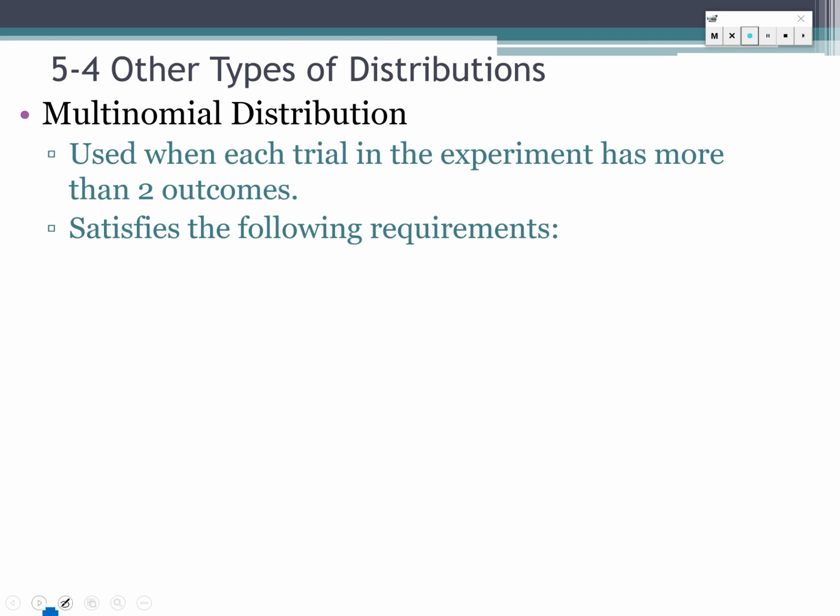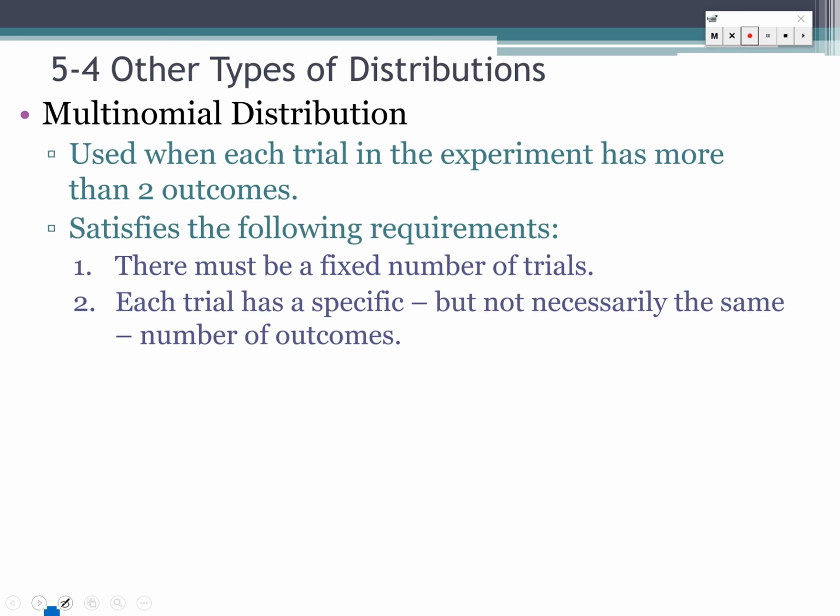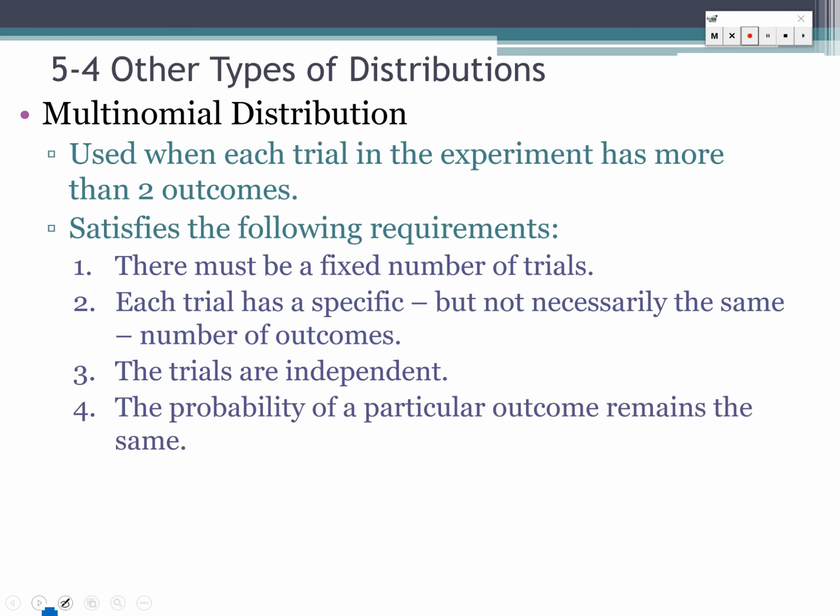It's used when each trial in the experiment has more than 2 outcomes. When we had our binomial experiment, we can only have 2 outcomes. A multinomial distribution satisfies the following requirements. There must be a fixed number of trials. Each trial has a specific, but not necessarily the same number of outcomes. The trials are independent, and the probability of a particular outcome remains the same.